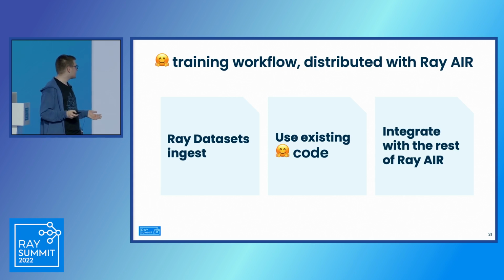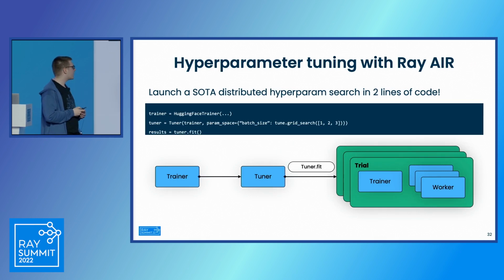Just to summarize, we are using Ray datasets for ingest, and we are using existing Hugging Face code, and we can easily integrate with the rest of Ray AI Runtime. For example, if you want to run a hyperparameter optimization search, we can simply use the Ray AI tuner just by passing the Hugging Face trainer into it, and it will run multiple trials in a distributed fashion.